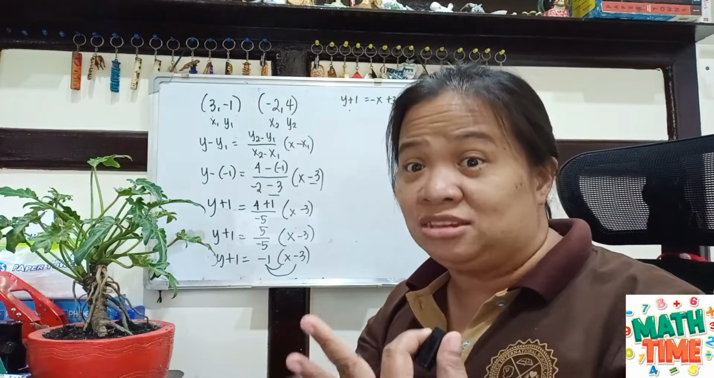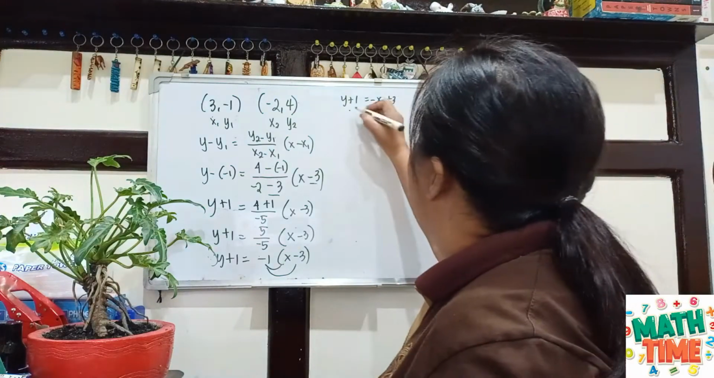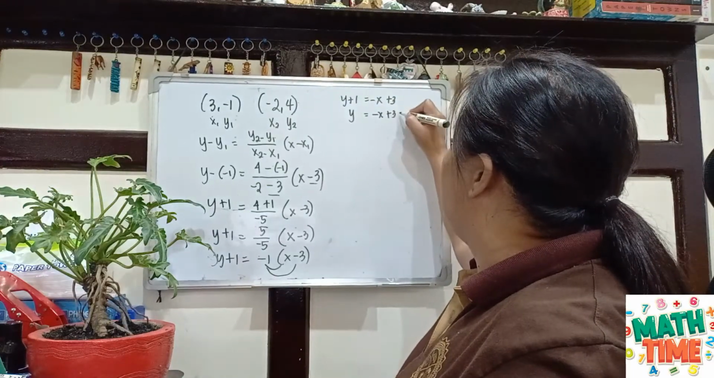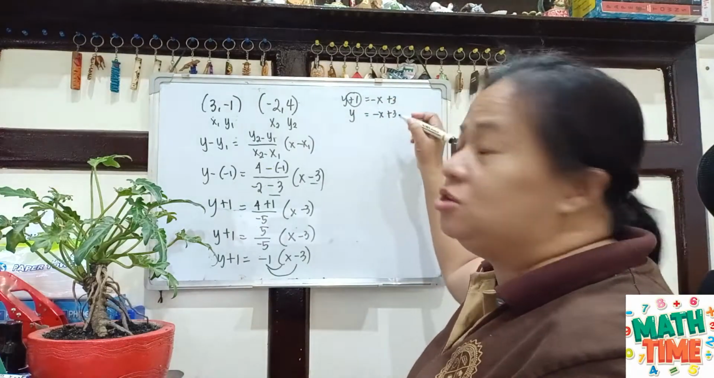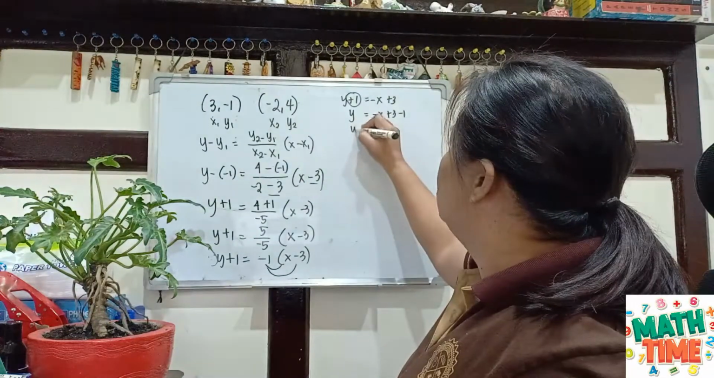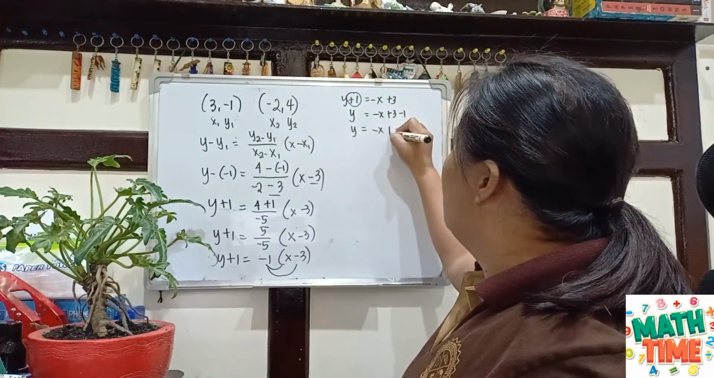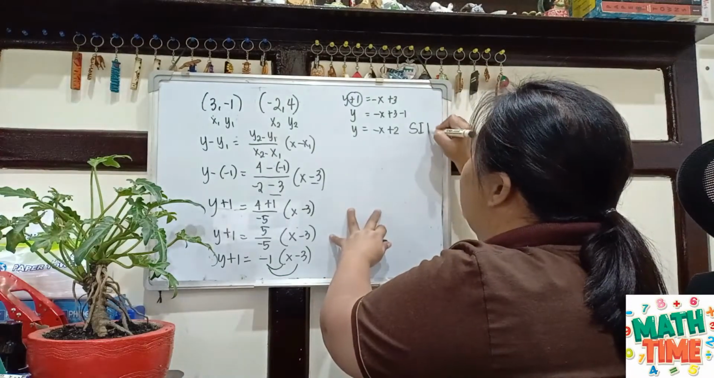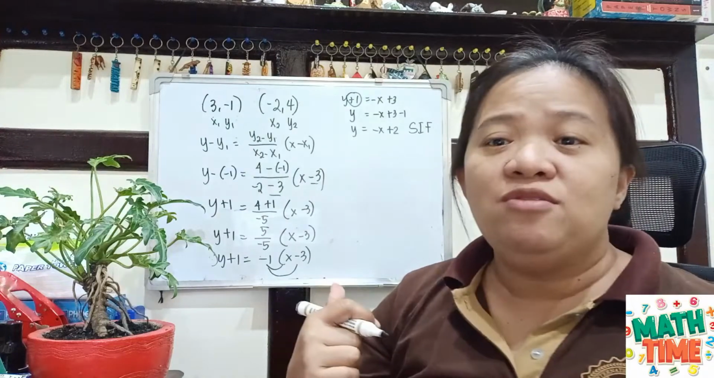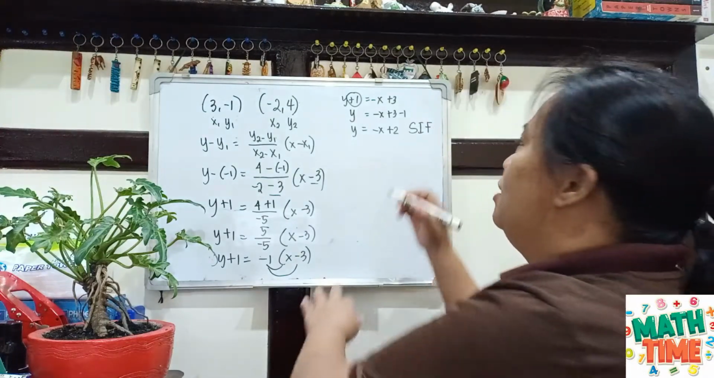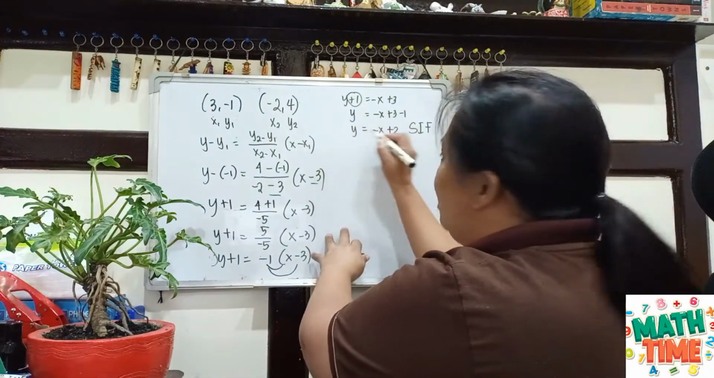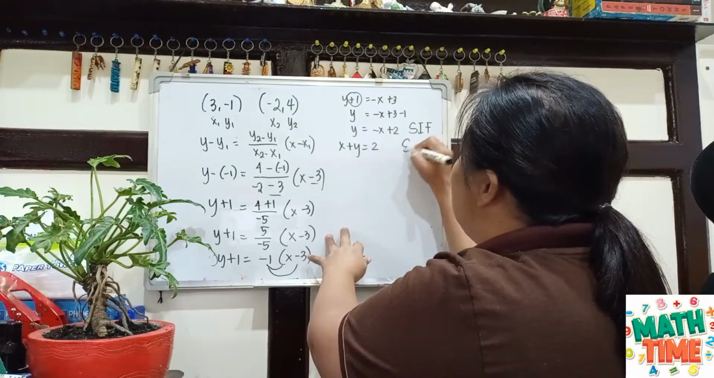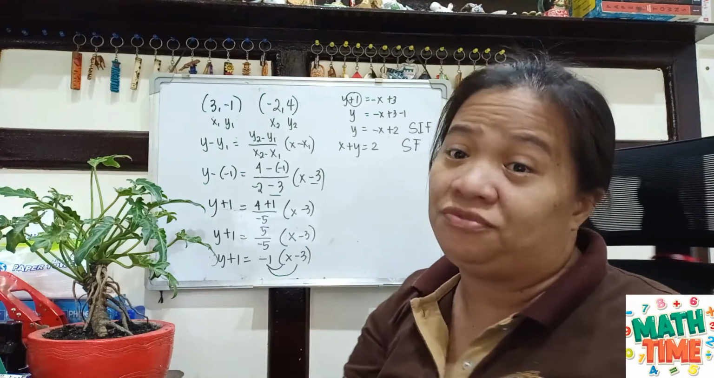You can write it in slope-intercept form. This would be like this. Y equals negative x plus 3. Positive 1 transposed to the other side is negative 1. So, y equals negative x plus 2. So, this is the slope-intercept form. If you are going to write that one into standard form, that would be transpose x, negative x, that would be x plus y equals 2. This is the standard form of the equation of the line.